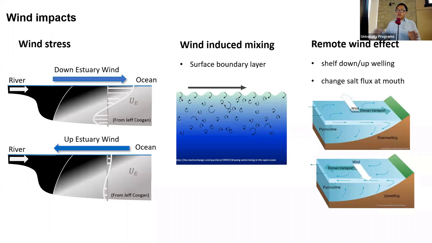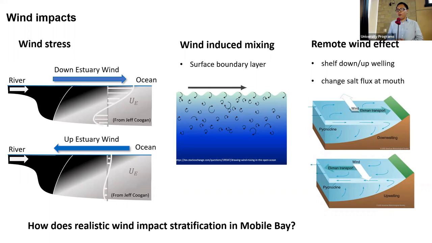The first two aspects are the local wind. For estuaries, the remote wind on the shelf can also affect estuary dynamics. On the shelf, in the northern hemisphere, an east wind pumps water to the north, perpendicular to the wind direction, so the water goes 90 degrees to the wind direction. We call this Ekman transport. And if there is Ekman transport on the shelf, then the flow can be further pushed into the estuaries. This is the remote wind effect, and the Ekman transport on the shelf is usually also called shelf downwelling or upwelling events. So today we will see how all these three aspects affect the stratification in Mobile Bay.